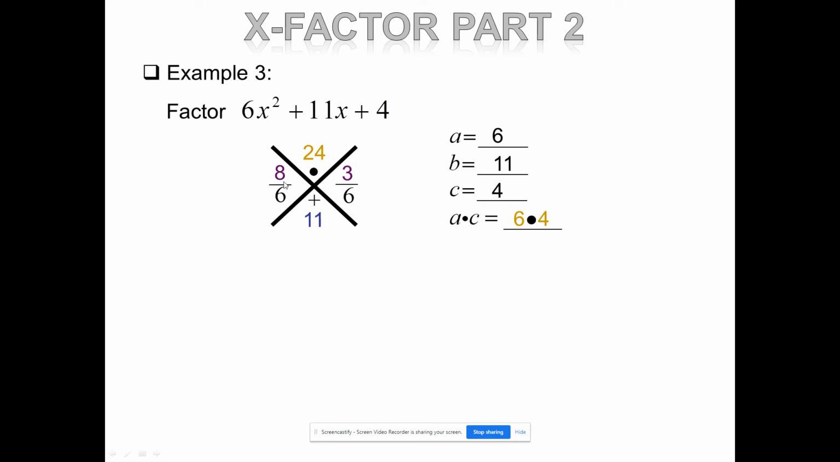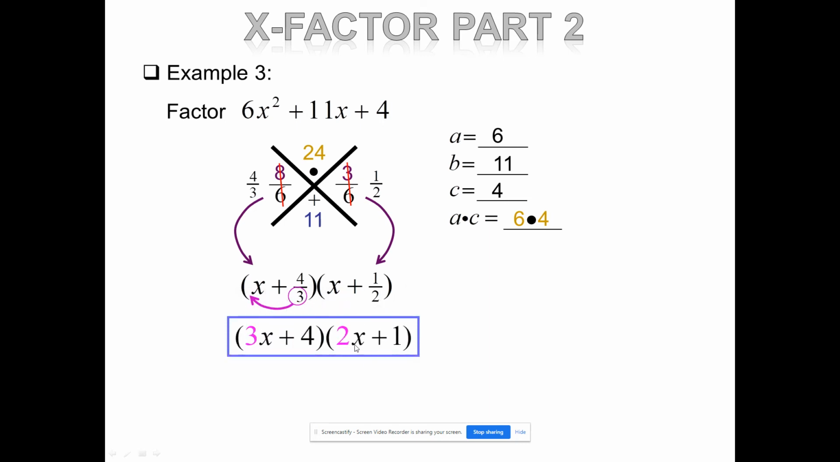So we have to reduce each of these by a common number, and each of these are reducible by 2. So I'm going to divide this by 2 and that by 2, and that gives me 4 over 3. And over here, I can divide both of these by 3, so I divide the top and bottom by 3, and I end up with 1/2. So I have x plus 4 over 3, and x plus 1 over 2, and then I'm going to bring each denominator, not the numerator, over. So I get 3x plus 4, and I get 2x plus 1.